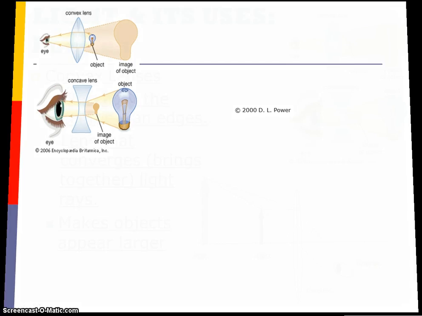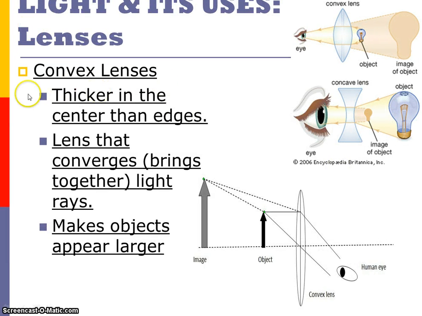Now we can talk about some lenses. You have convex lenses, which, as you can tell, look a lot like that convex mirror, only a lens allows light to go all the way through it. So a convex lens is going to be thicker in the middle than at the edges. It's going to bring some light together, and it's going to make objects appear larger, like a magnifying glass. That would be a good use of a convex lens.